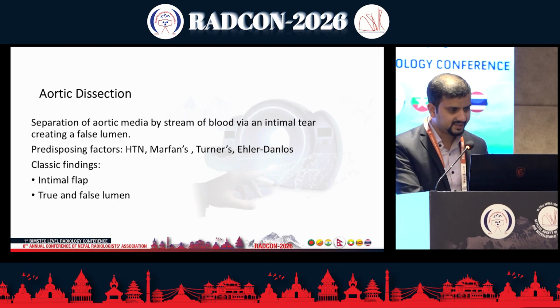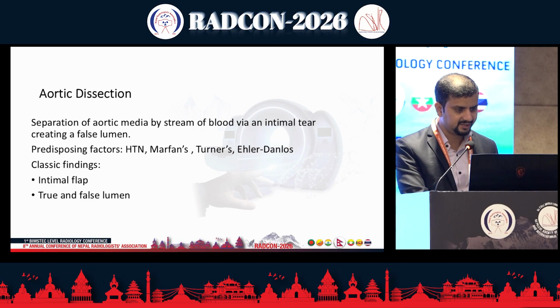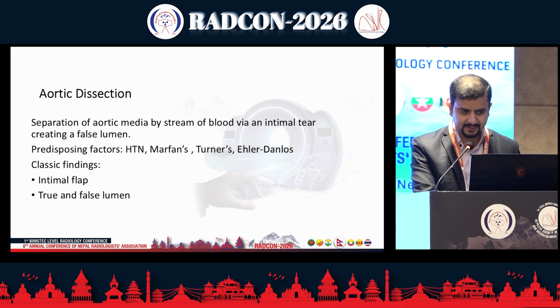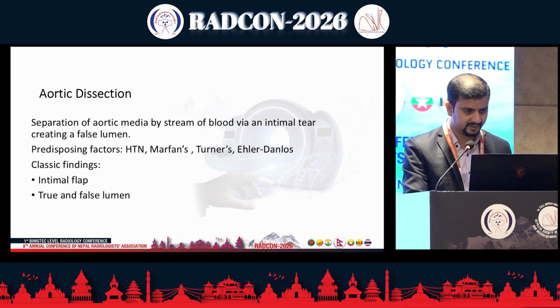So now talking about the dissection. Dissection is the separation of the aortic media by a stream of blood through an intimal tear, creating the false lumen. The predisposing factors are similar, like hypertension and the congenital conditions, and the classic findings are the presence of the intimal flap and the creation of the true and false lumen.